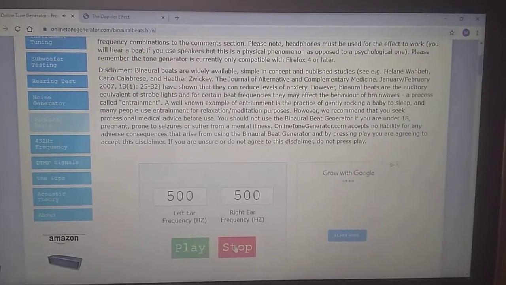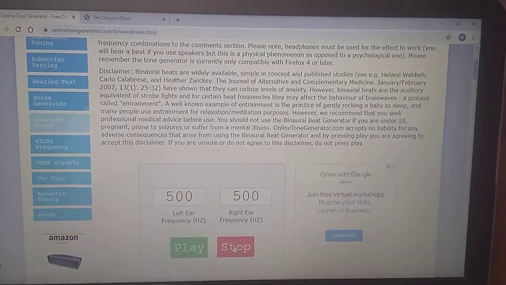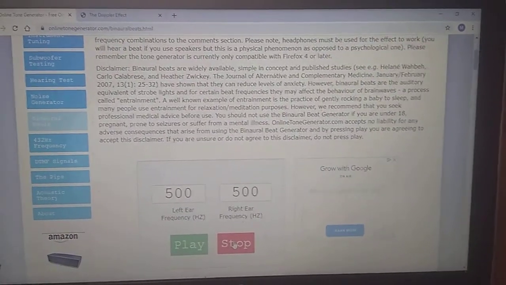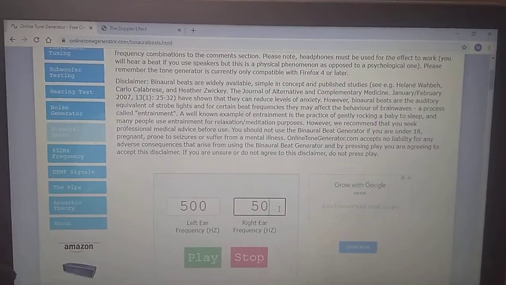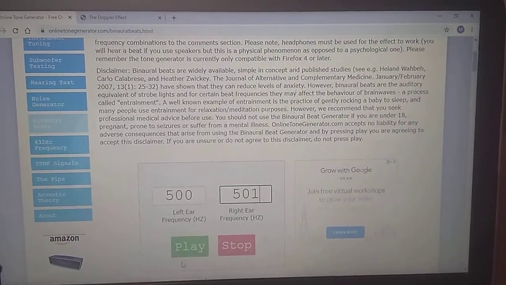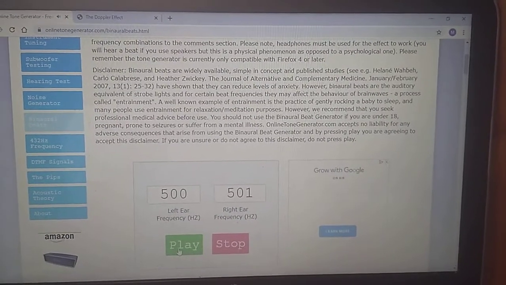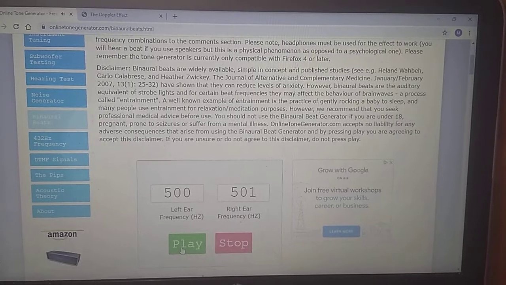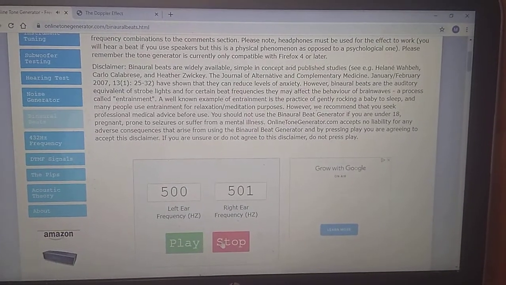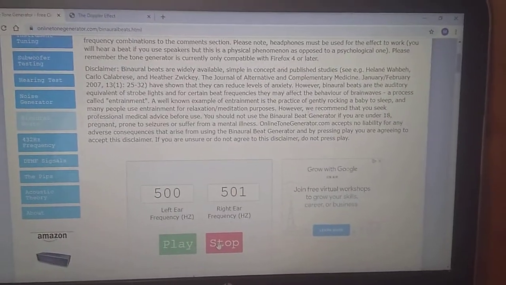Now, the reason it's called binaural is because I can change the frequency that you will hear out of each ear. Since this is just a speaker, it'll just play both tones at once. I'm going to change the right ear speaker frequency to 501. And I want you to notice how this sounds different. Do you hear how you can almost hear like a pulse, sort of? It kind of fades in and out.